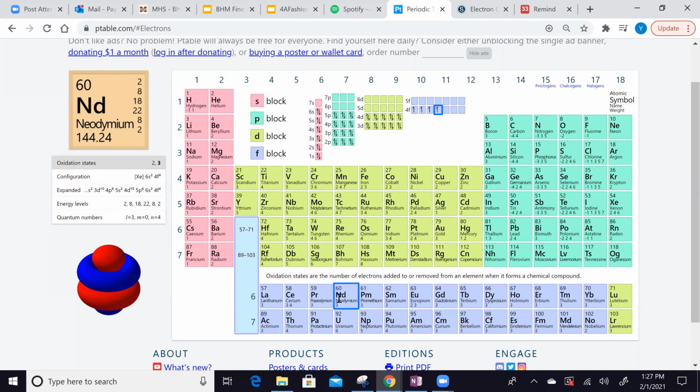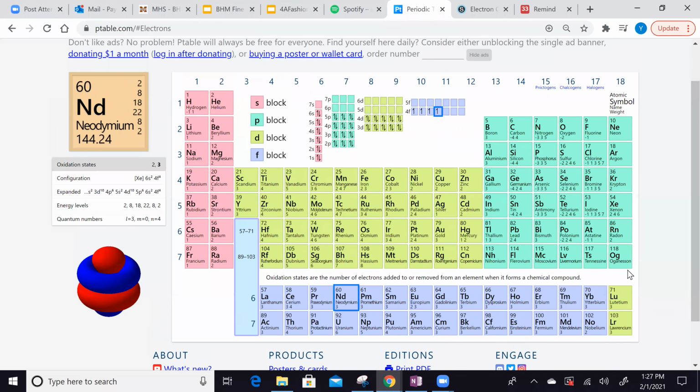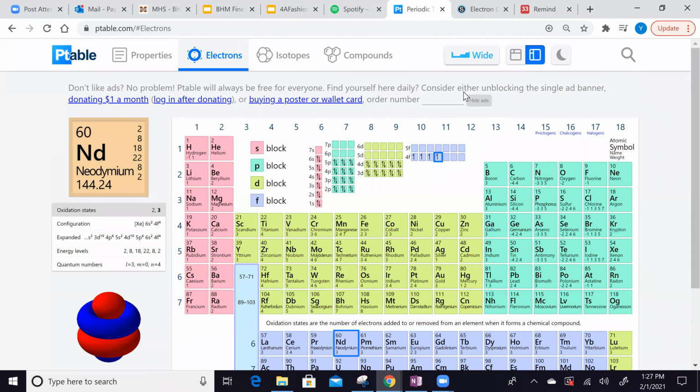Now, let me just address these two green ones down here. Realistically, so you guys know, I have a periodic table hanging in my classroom, and I have another one that I haven't hung yet that I'm going to. But realistically, this is what the periodic table actually looks like.